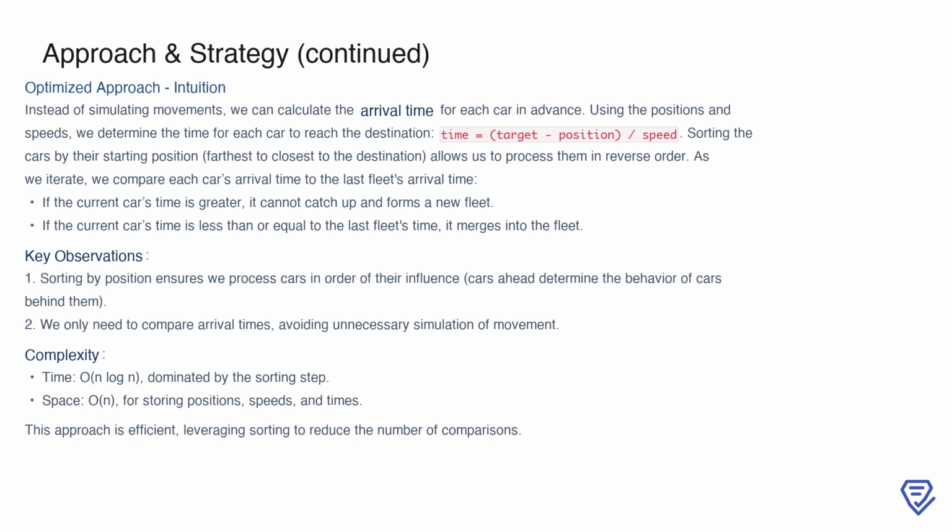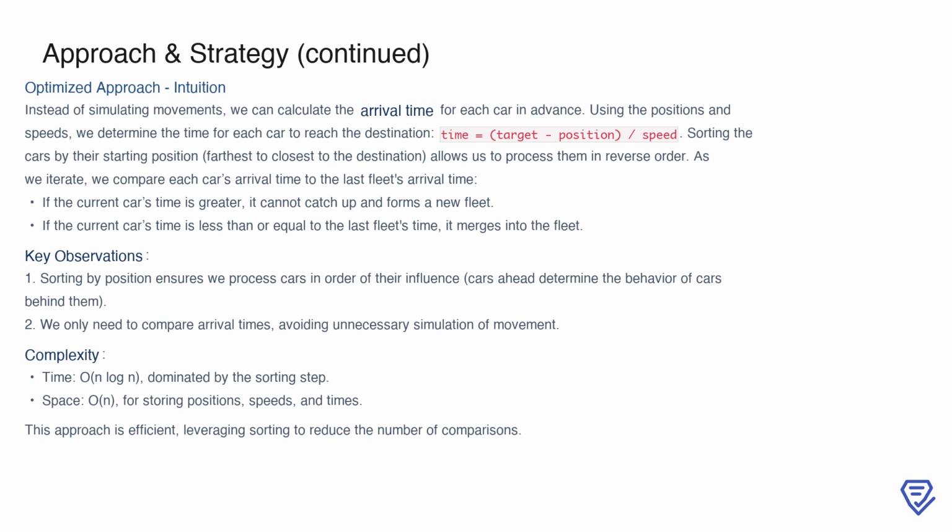Here, instead of simulating the movement of cars, we directly calculate the arrival time for each car using the formula time equals (target - position) / speed. By sorting the cars based on their starting positions, from farthest to closest to the destination, we can process them in reverse order. This allows us to consider each car's influence on the cars behind it. As we iterate through the sorted list, we compare each car's arrival time with the arrival time of the last fleet. If the car's time is greater, it cannot catch up to the fleet ahead and forms a new fleet. If its time is less than or equal to the last fleet's time, it merges into that fleet.